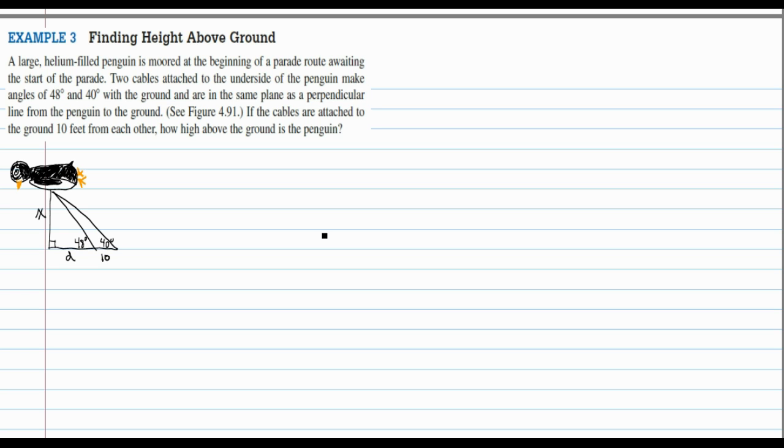The algebra on this one is going to get a little intense. So first I'm going to set up two, similar to example, I believe it was 2, I'm going to set up 2 different tangent equations because I'm dealing with 2 different triangles. So first I'll say the tangent of 48 degrees equals its opposite over adjacent, x over d. Then I'll say the tangent of 40 degrees equals its opposite, also x, over, now this time it's going to be d plus 10.